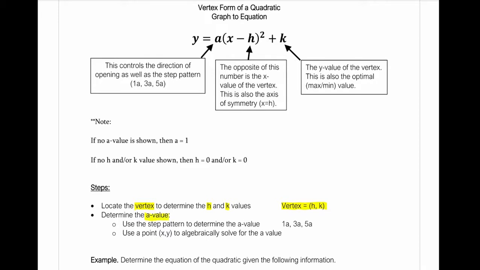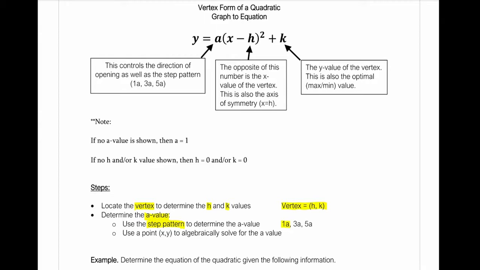And there's 2 ways we can find the a value. One, we can use the step pattern to determine the a value, using that 1a, 3a, 5a, figuring out what our steps are, and then working backwards to this pattern. And quite simply, if I look at this first step, 1a basically just means a. So whatever that first step happens to be, that's going to be our a value. If our first step is 1, our a value is 1. If it's -2, then our a value is -2.